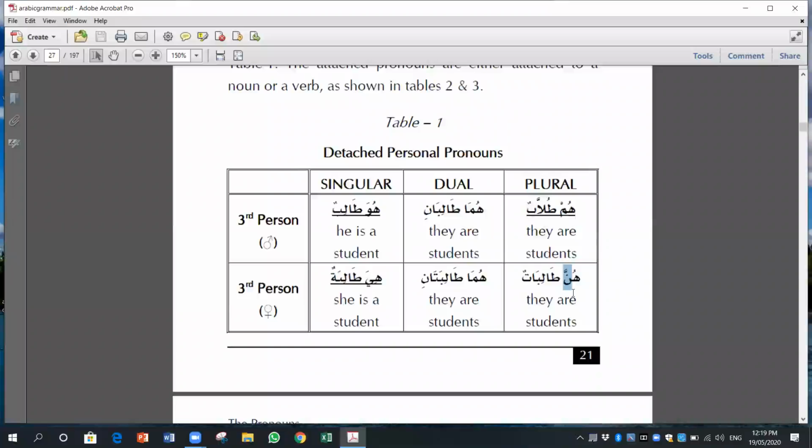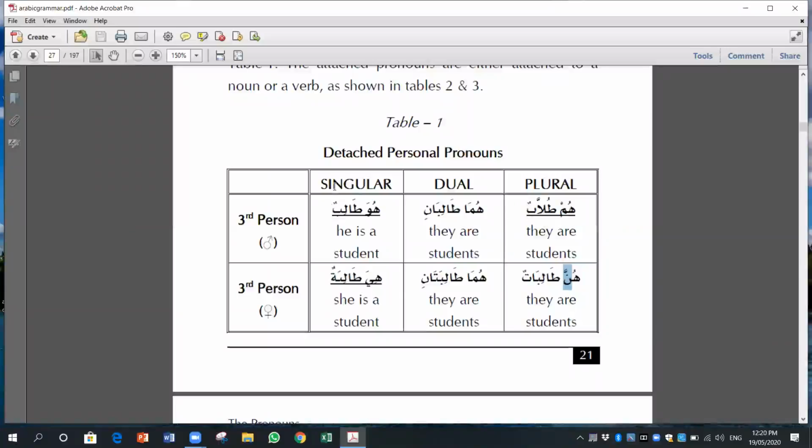So 5 new words we learned. Huwa, huma, hum. I want you all to familiarize yourself with these. Huwa, huma, hum. Hiya, huma, hunna. And this table will keep coming again and again. So we will keep the form of this table in our minds, that whenever we are saying huwa, huma, hum, the first word I'm saying is always singular.